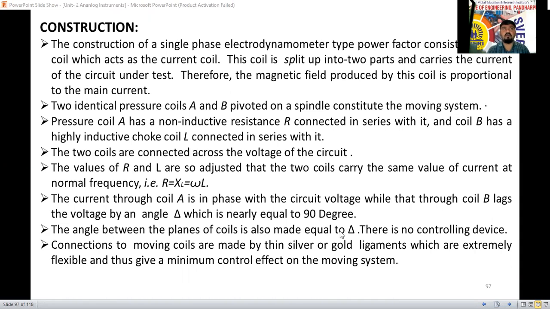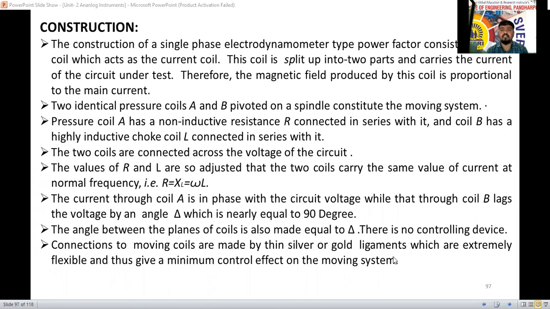It is nearly equal to 90 degrees, because that is an inductive load. So the angle between the planes of the coils is also made equal to delta here. Now, whatever theta or phi is there, that should be made equal to delta, so we have to match that here.